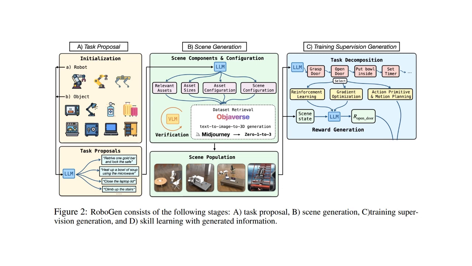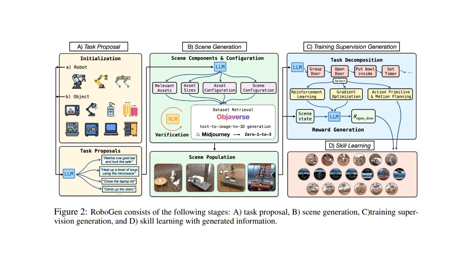Thirdly, training supervision generation. To acquire the skills needed for solving complex tasks, RoboGen employs a two-step process involving GPT-4. Firstly, it decomposes long-horizon tasks into shorter-horizon subtasks, which can be effectively solved using existing algorithms like reinforcement learning, motion planning, or trajectory optimization. Then RoboGen uses GPT-4 to select the appropriate learning algorithm for each subtask, considering factors such as task type, context richness, and interaction complexity, and it provides reward functions and action space suggestions to further facilitate the learning process.